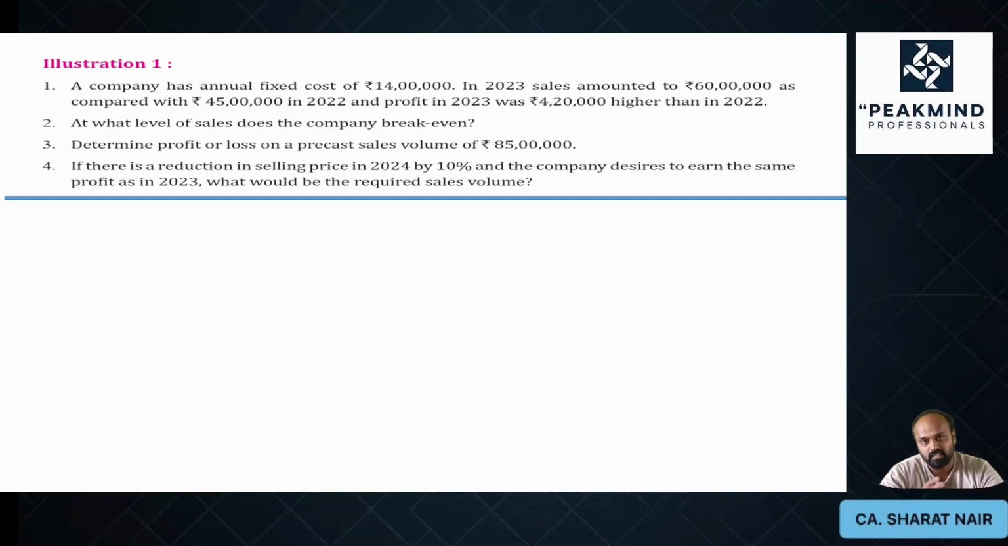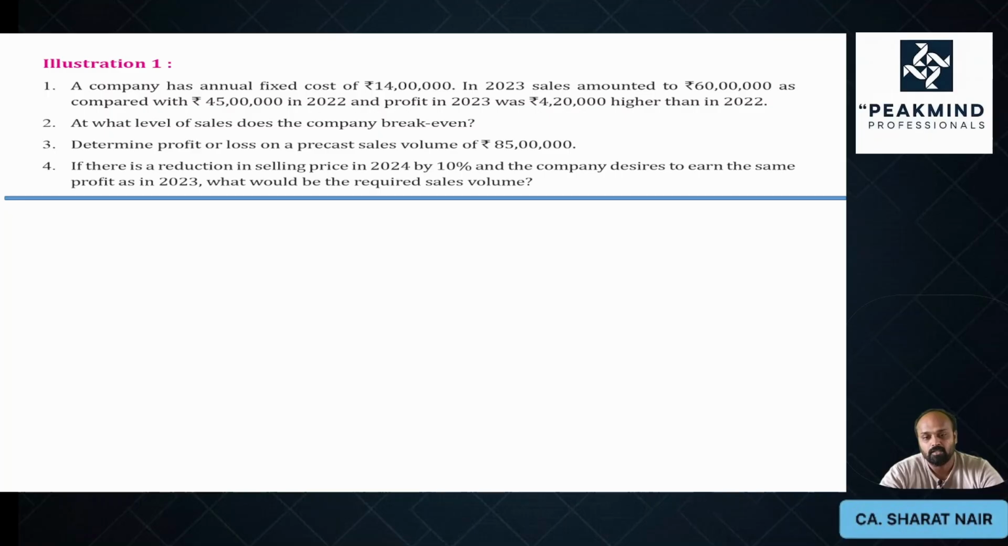They have mentioned current year sales is 60 lakh and the previous year sales is 45 lakh. However, they have not mentioned the profit of the 2 years. Rather, they mentioned the change in the profit, which is 4,20,000. With this information, they are asking us to find out at what level of sales the company will break even. That is the first question.